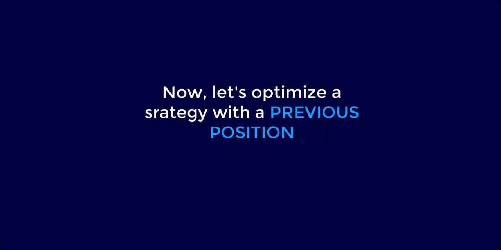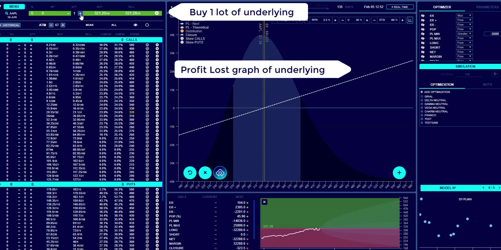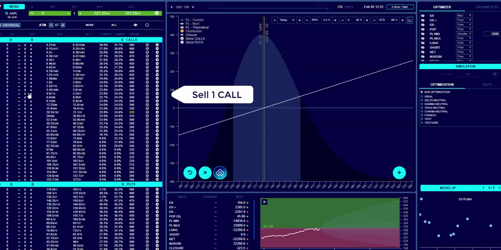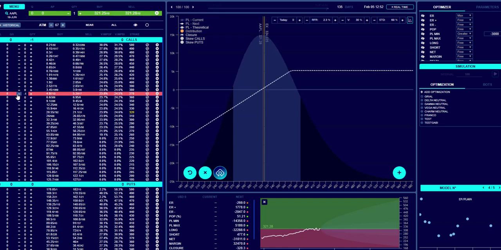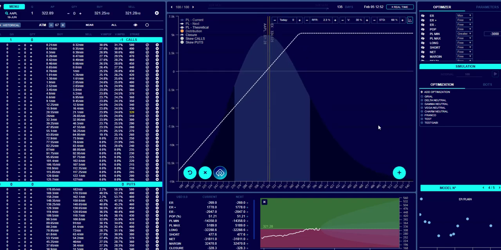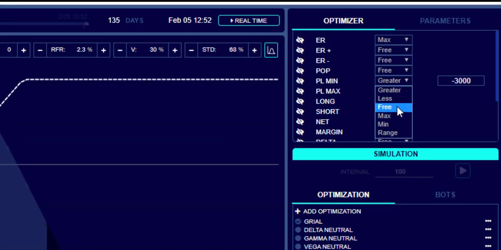Now, let's optimize a strategy that we already have. For example, we buy one lot of the underlying and we sell a call out the money. This strategy is commonly called covered call. Now we configure our optimizer.